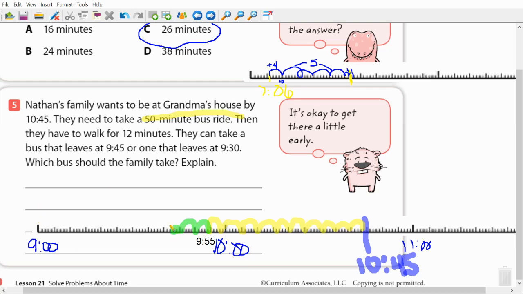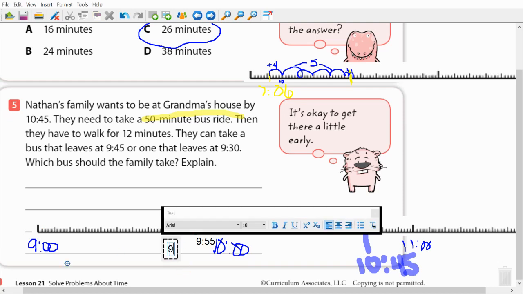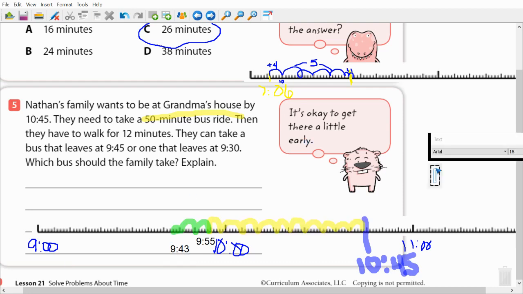All right, so I was at 9:55. Taking away 5 is 9:50. 5 more is 9:45. So then 44, 43. So this takes us to 9:43. All right, so if they leave at 9:43, they can get there at 10:45.